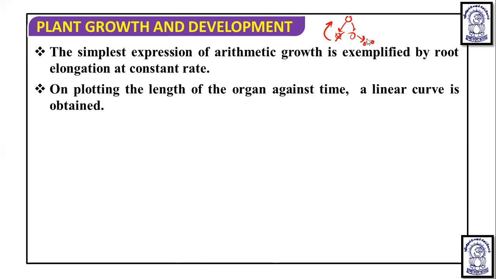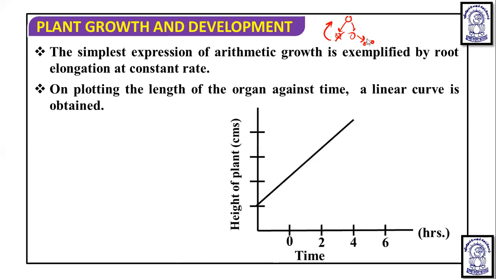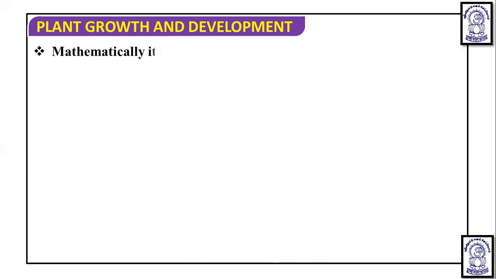So on plotting the length of the organ against time, the linear curve is often like this. If we draw a curve of the height of the plant with respect to time, you will see a constant increase, that is a linear curve. Then mathematically it is expressed as Lt = L0 + rt.